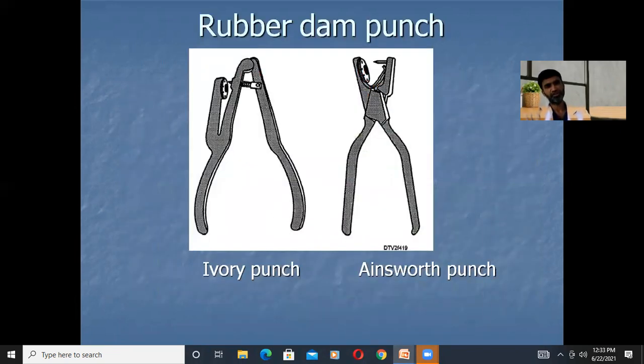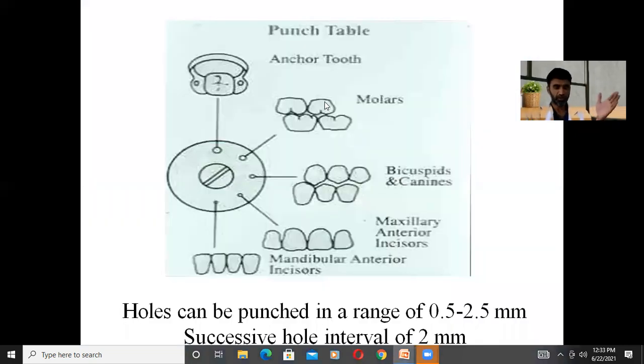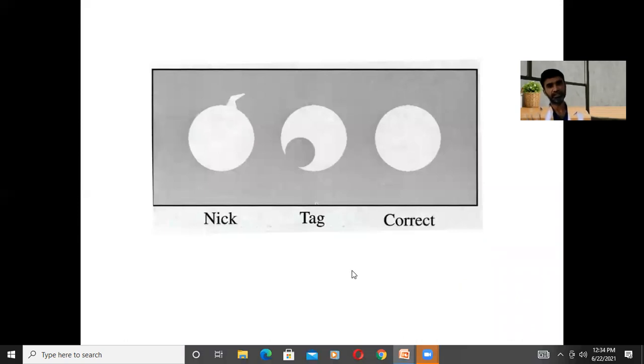Next is the rubber dam punch. Initially we call it the Ivory punch, and another one is the Ainsworth punch. We take the rubber dam sheet, which is made of rubber, use the template to mark the tooth size, and select the hole size accordingly. The holes can be punched in a range of 0.5 to 2.5 millimeter according to the size of the tooth, with a successive hole interval of 2 millimeter. These are the punch table for the rubber dam punch, with tags we call nick, tap, and correct.